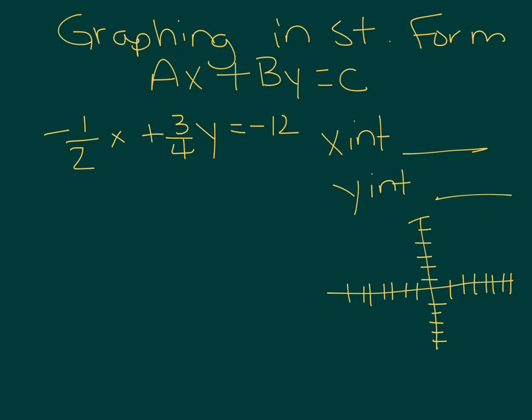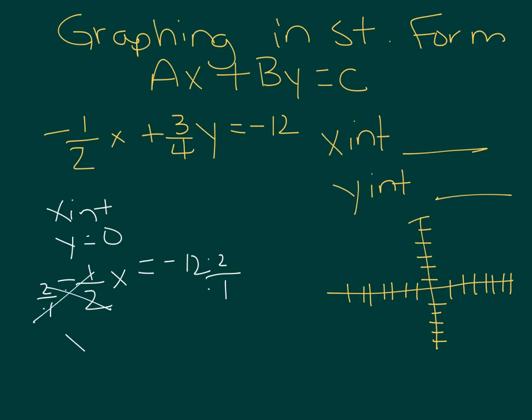Okay, for the x-intercept, if you recall, we let y equal 0. So if I plug in 0 into that problem, that means the 3/4 y is going to go away, and we end up with negative 1/2 x equals negative 12. So I'm going to multiply both sides by 2 over negative 1. And I'm going to get an x-intercept of positive 24. Oops, I kind of made a bad problem, but it'll work out. So my x-intercept is 24, 0.